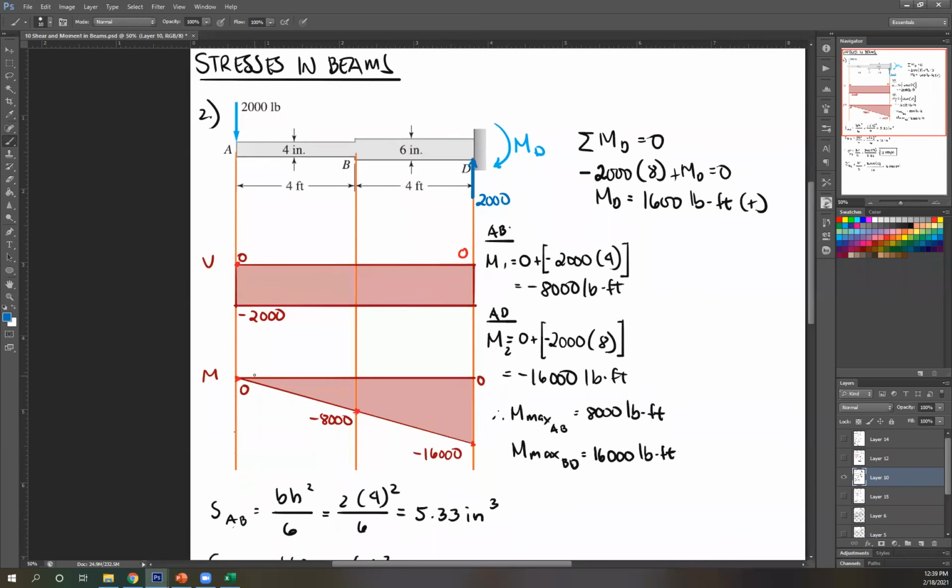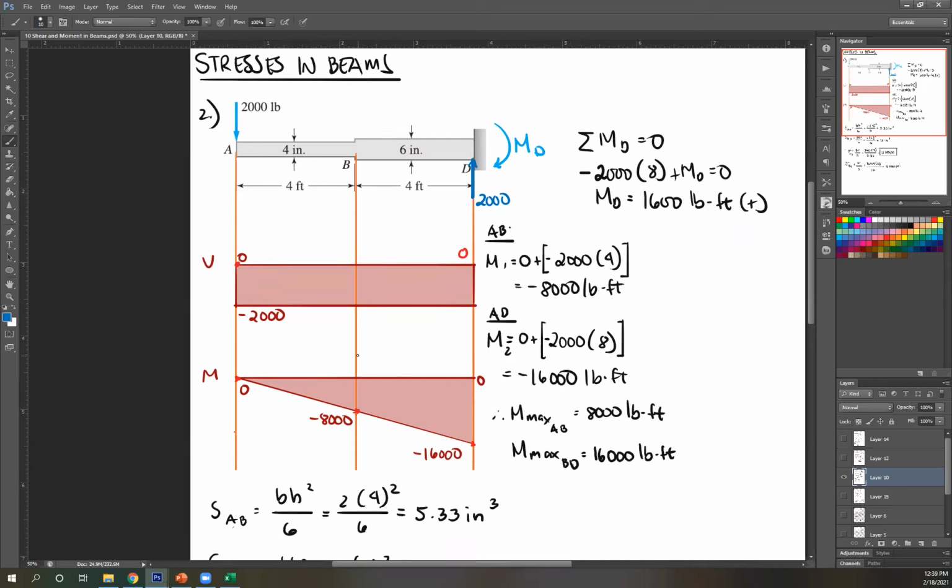So that's just considering section AB. So AB, so it's just MA plus area of your shear diagram. So 0 plus, this is below your reference line, so negative. Then this is just a rectangle, so negative 2,000 times base, which is 4. So you get negative 8,000 pound-foot. So this is negative 8,000.